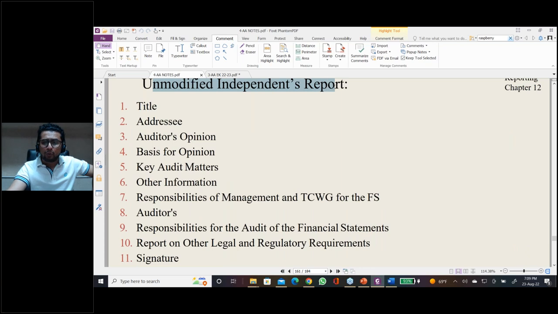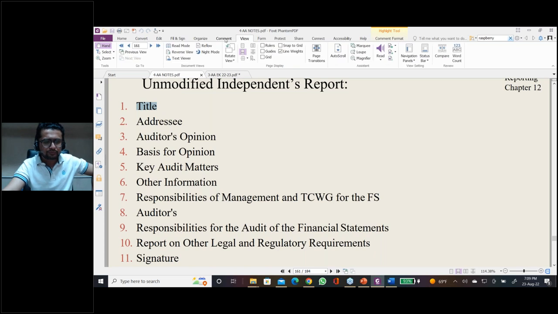Now, unmodified audit report, also known as a standard report, a normal report, will start with a thing called title. The title would always be independent auditor's report. Who is going to be addressee? The addressee will always be the members of the company. Number third, the auditor will express the opinion. And in the number fourth section, the auditor will emphasize why or how he or she arrived at that opinion. So the basis for opinion paragraph is a support paragraph for the opinion paragraph. In it, the auditor would highlight the accounting or the professional standards which he or she used in order to determine the opinion.